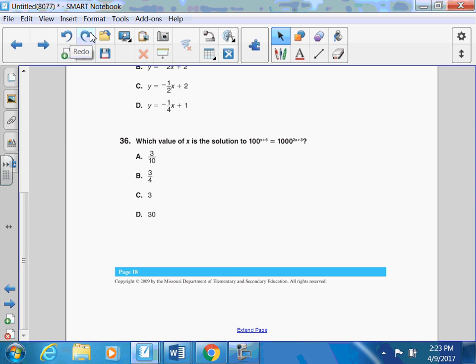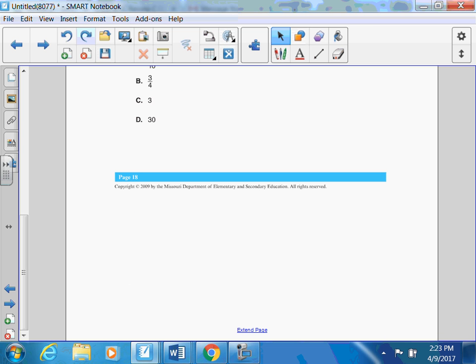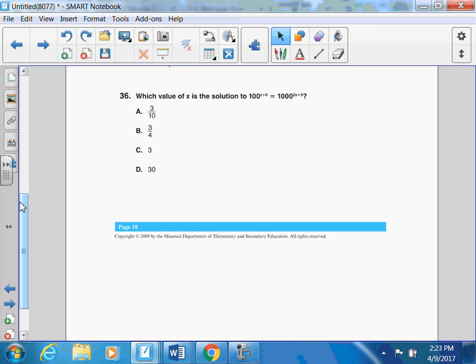There's a couple of different ways you could do this, but I think the easiest way in this case might be just plugging in the numbers for x just to see which one of them would work. The easiest number to plug in for x would be 3, I think, right now. So take 100 to the 3 plus 6, which is 9, and then take 1,000.